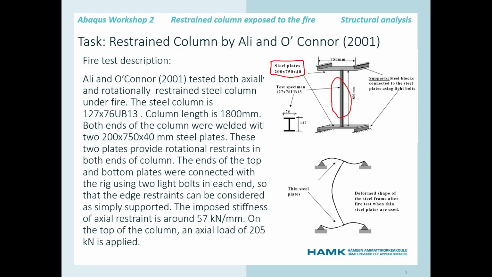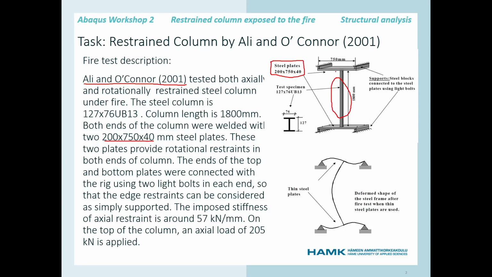So this is the fire test conducted by Ali and Cornel. You can find the detailed information of this fire test in these literatures. Ali and Cornel tested both axially and rotationally restrained columns under fire, and the steel column is made of 127 by 76 UB 13 I profile. The length of the column is 1800 millimeters.